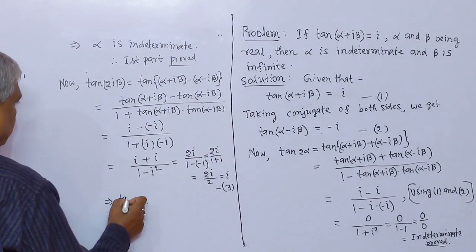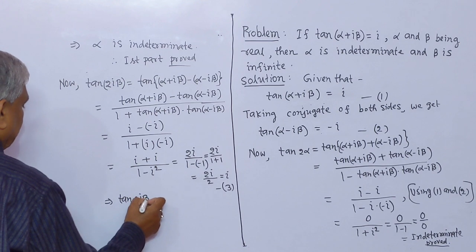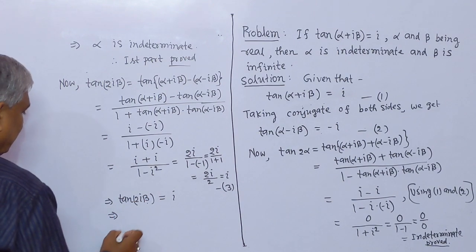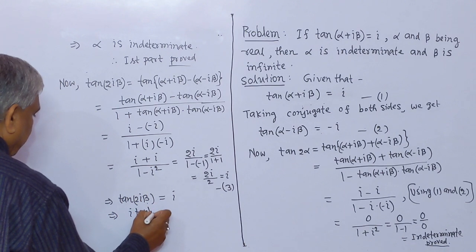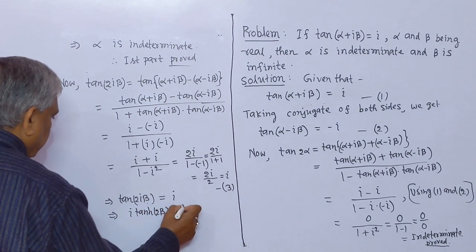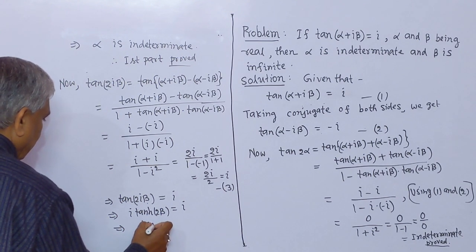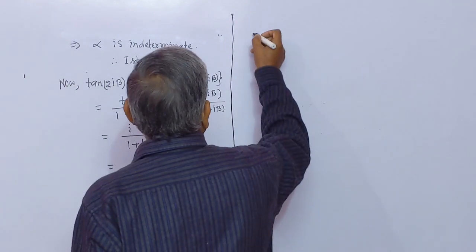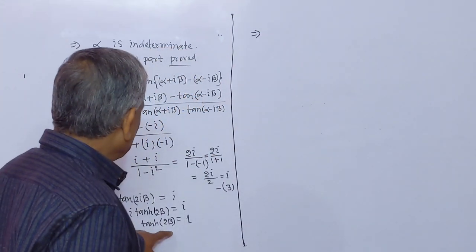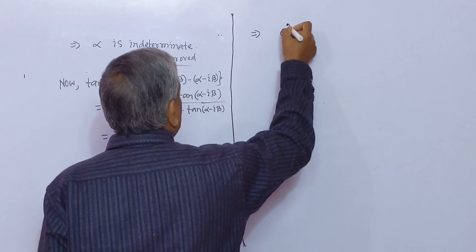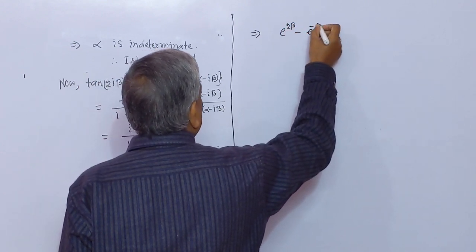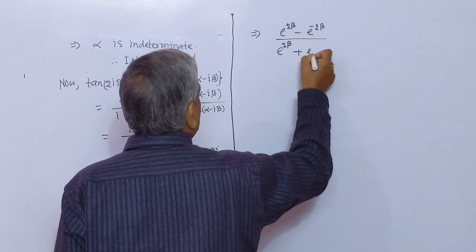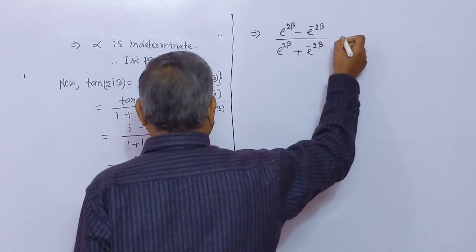This implies that tan 2iβ = i, and tan 2iβ is i tanh 2β, so i tanh 2β = i. This implies that tanh 2β = 1, the i cancels. This implies that tanh 2β = (e^(2β) − e^(−2β))/(e^(2β) + e^(−2β)) = 1.